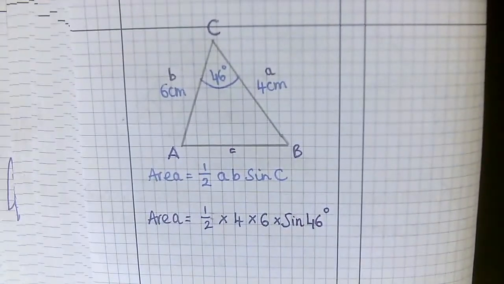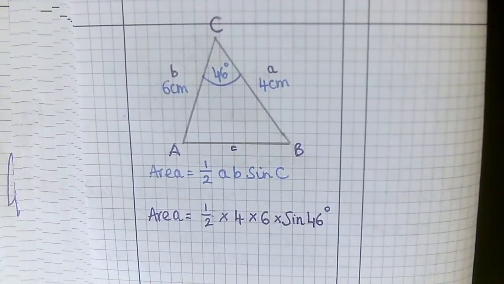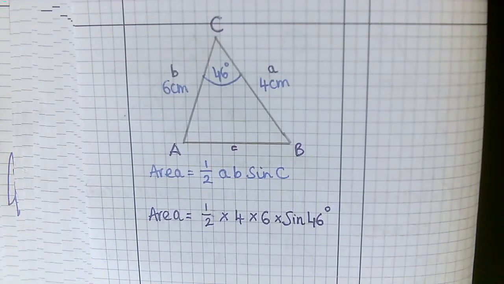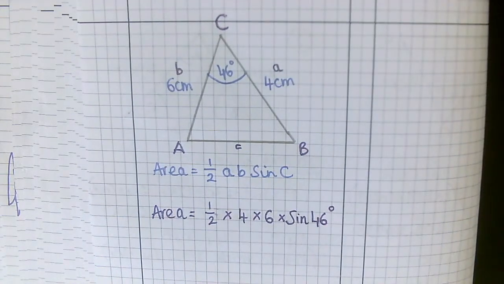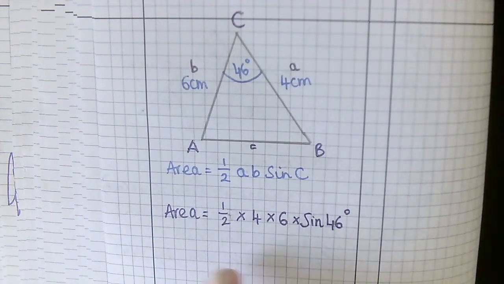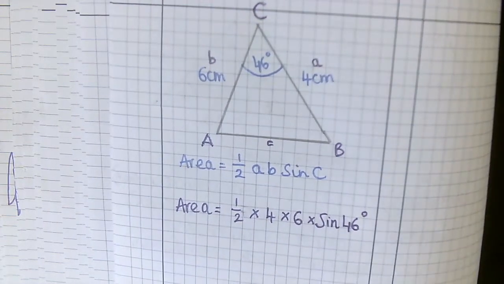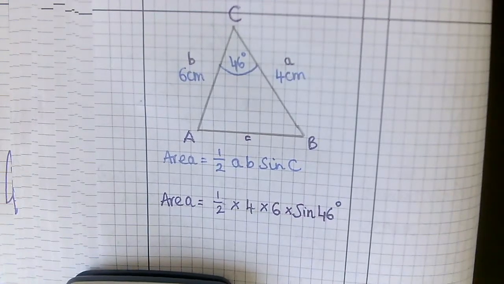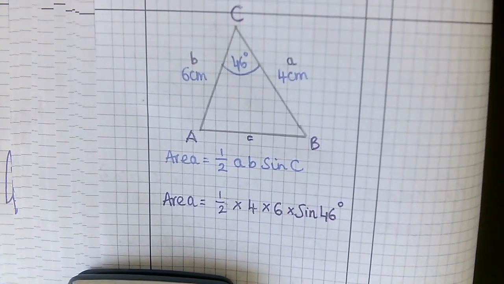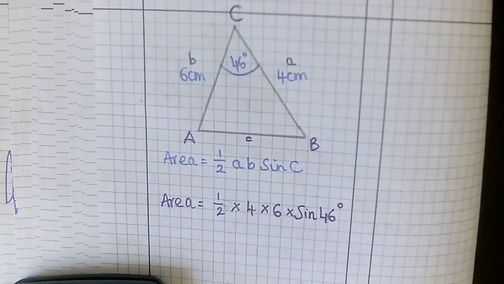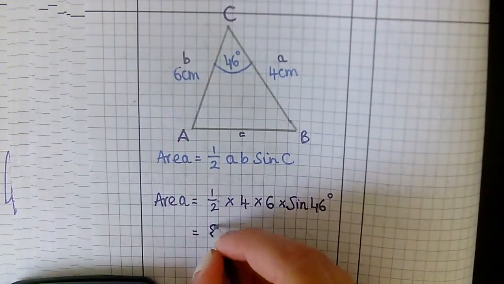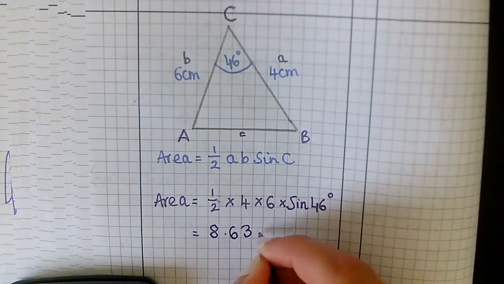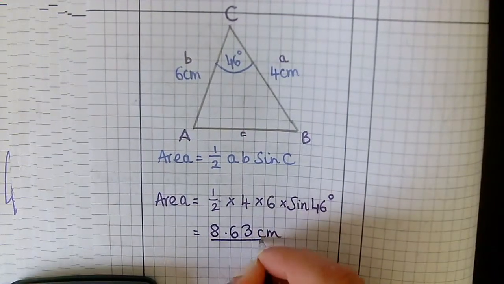When you work out the area of a triangle using sine, unlike the cosine rule where I said don't just put it all into your calculator, you can just put it into your calculator because it's all multiplication. So 0.5 multiplied by 4 multiplied by 6 multiplied by sine 46 degrees, close your bracket, is equal to 8.63 centimetres.